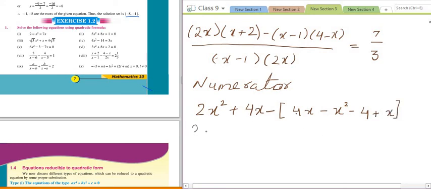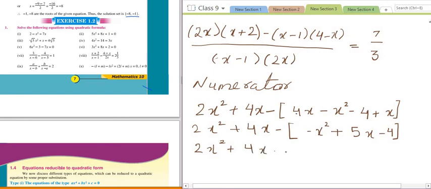Okay, this becomes 2x square plus 4x minus x square, 5x minus 4. This becomes 2x square plus 4x plus x square minus 5x plus 4, which is 3x square, 4x minus 5 minus x plus 4. So the numerator is 3x square minus x plus 4.